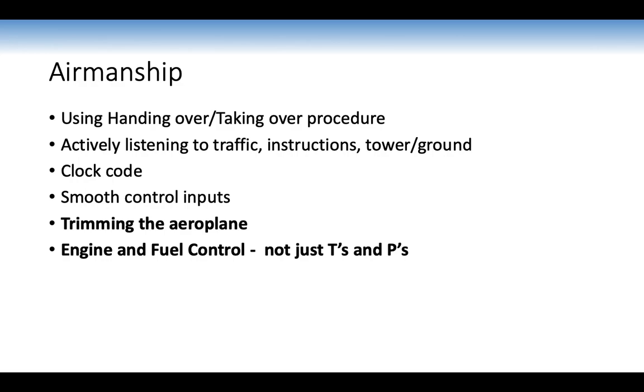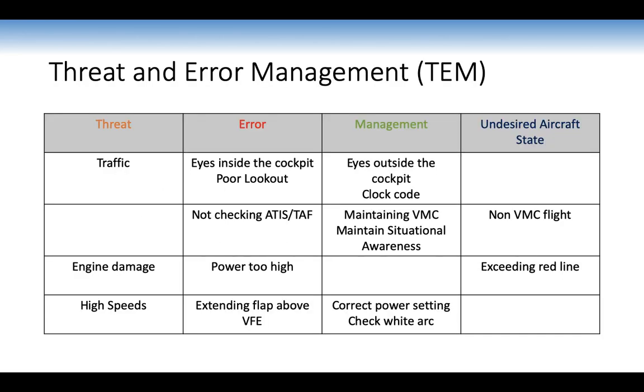So you're not monitoring just your T's and P's. So that's really important that you look for the ammeter, the suction gauge, pardon me, and circuit breakers. Maybe if they've popped out, that's the thing you're looking for. So in terms of threat management, we've already gone through this exercise, so it's just a brief brush over. So the threat of traffic, with eyes inside the cockpit or poor lookout. Management is eyes outside the cockpit and the cockpit code, and the undesired aircraft state is an air proximity event. So make sure you watch out for that.